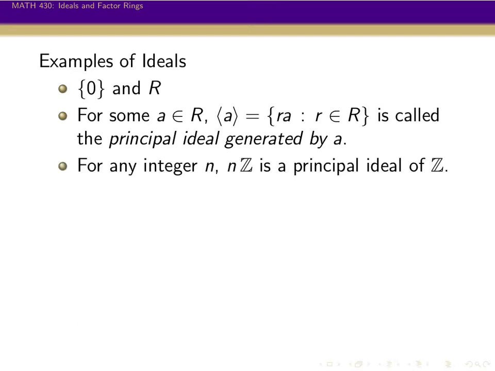For any integer n, the principal ideal generated by n, which often we would write as nZ, but we could also write as the ideal generated by n, is a principal ideal of the integers. And so 6Z is all the multiples of 6, 2Z is all the even numbers, etc.